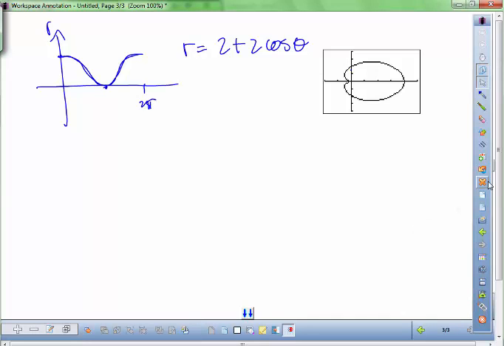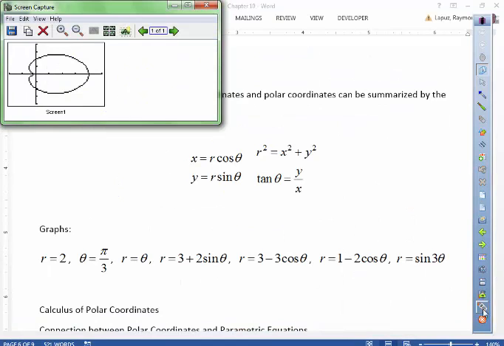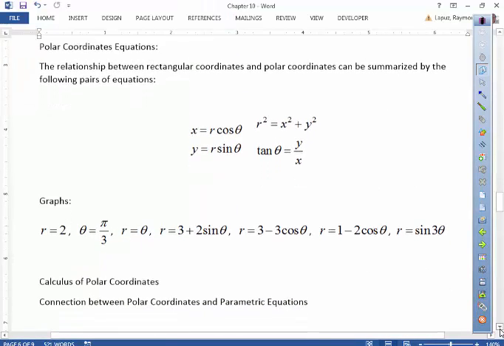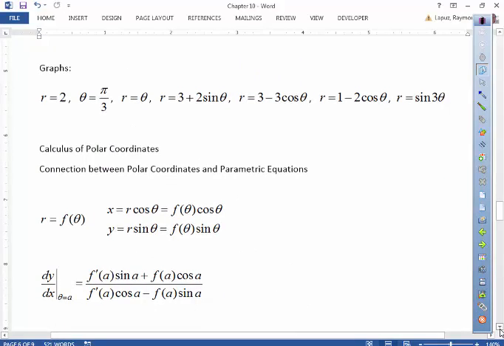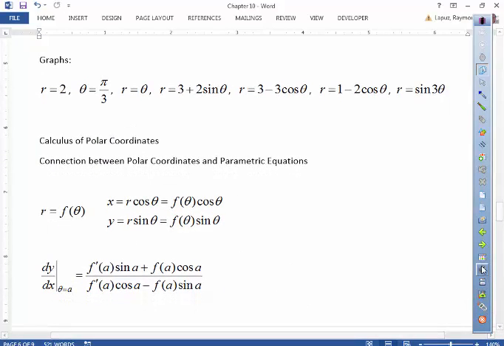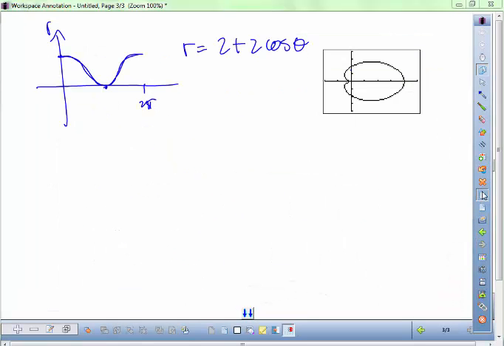Okay. So now that you know how to graph these things, right? You know how to graph these things? Yes. Let's figure out some calculus. Oh, before we do calculus, let's go back to take a look at parametric equations again.